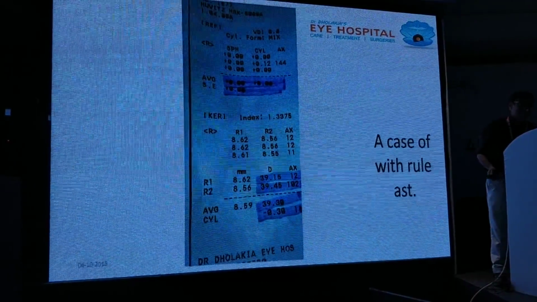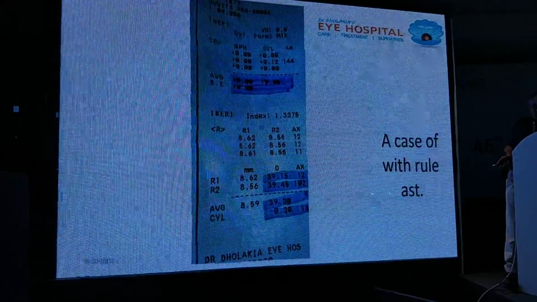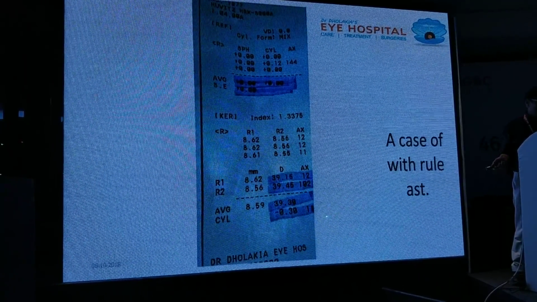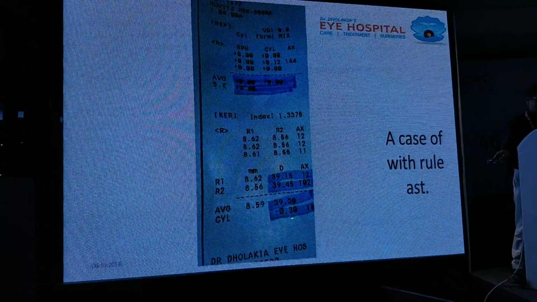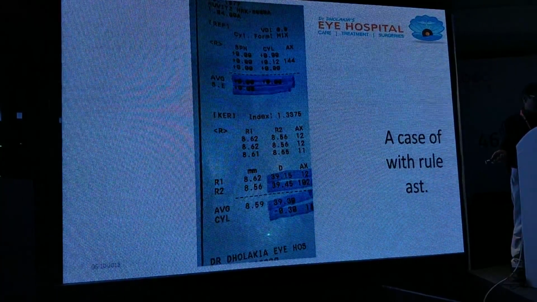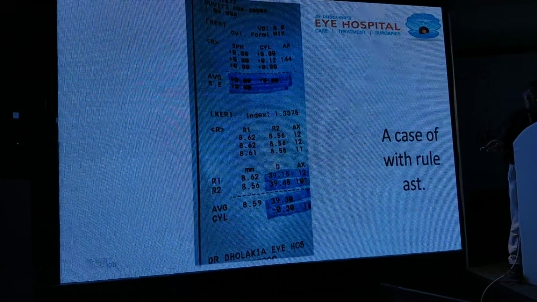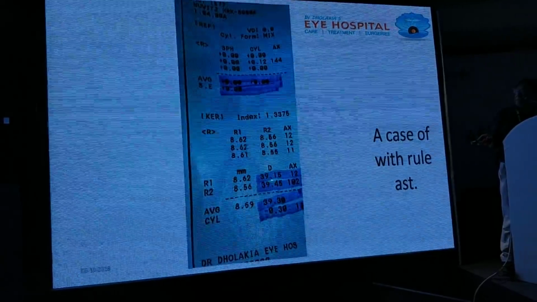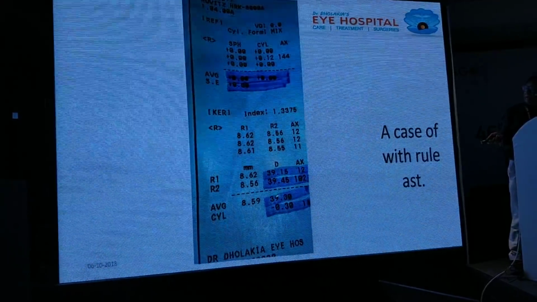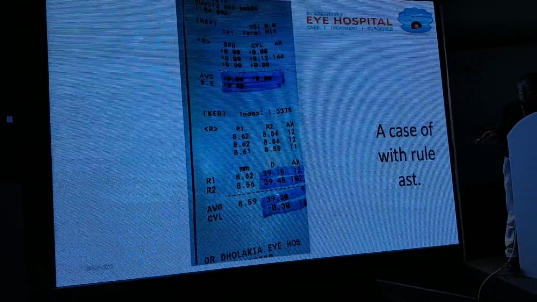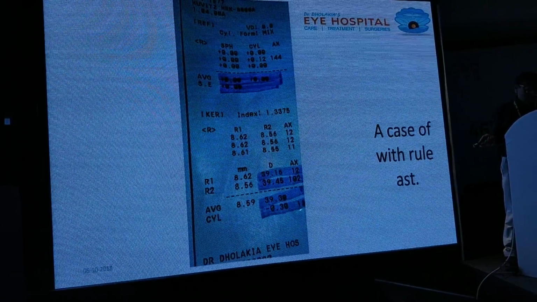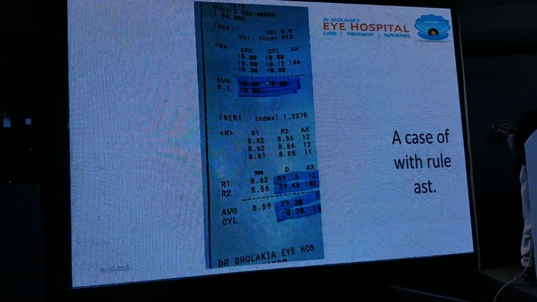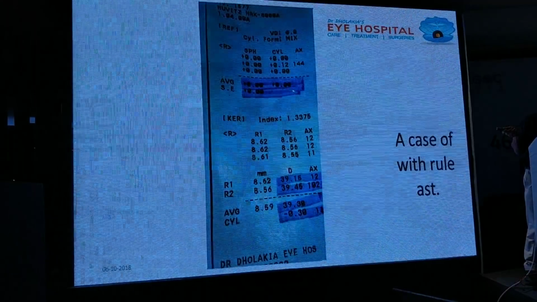Here is a case of with-the-rule astigmatism. If you see the K1, K2 of this patient, 102 degrees is steep. This is a with-the-rule astigmatism, and the delta K, the difference of K1, K2, is just 0.30 diopter. But the postoperative refraction of the patient is 0, 0.